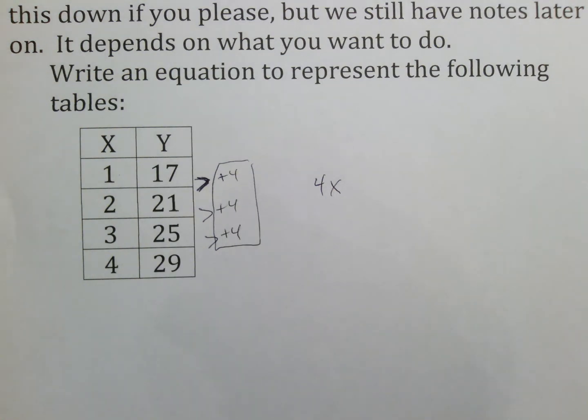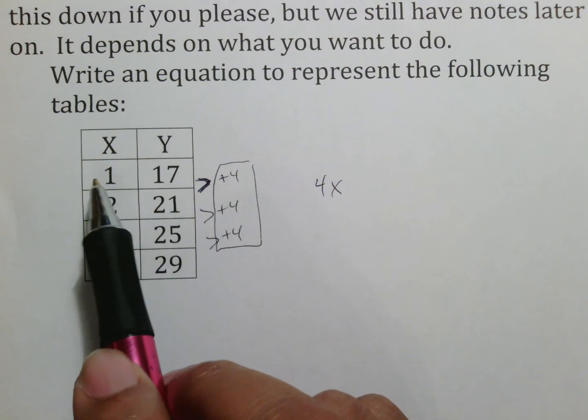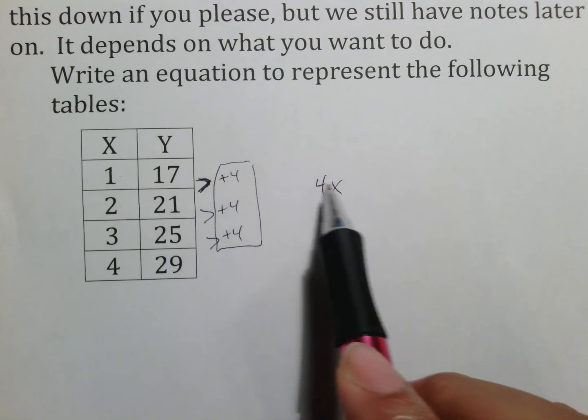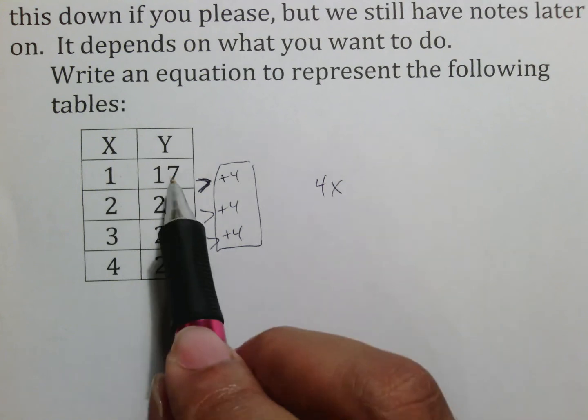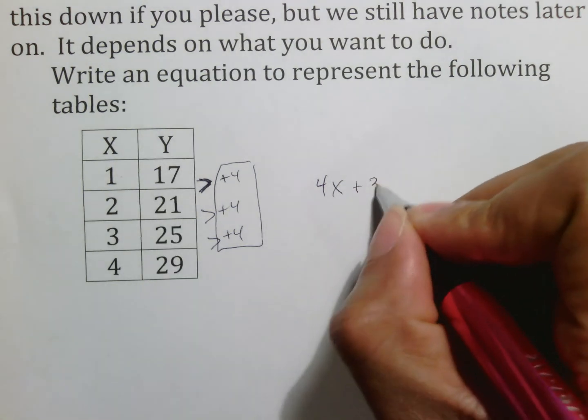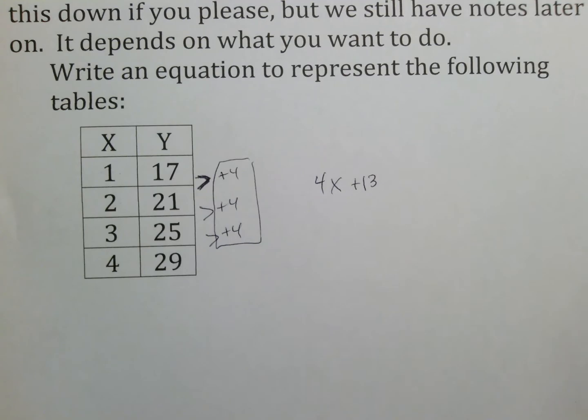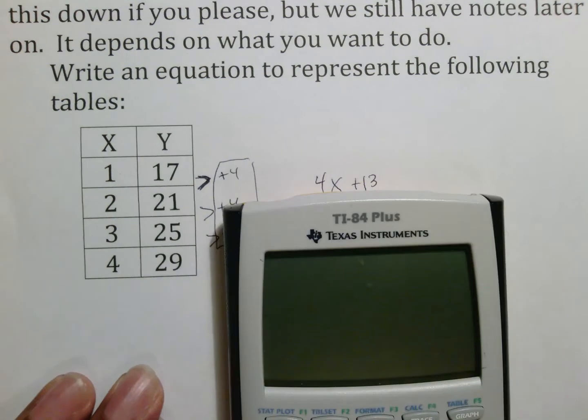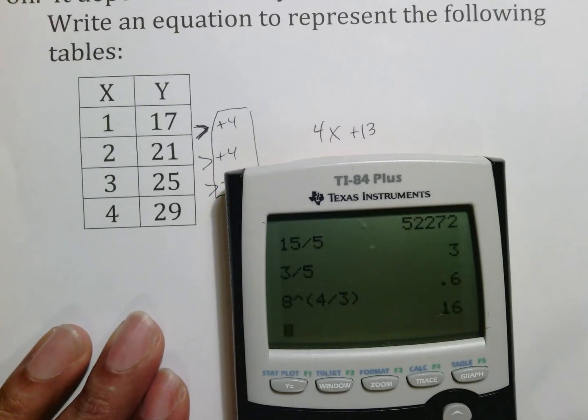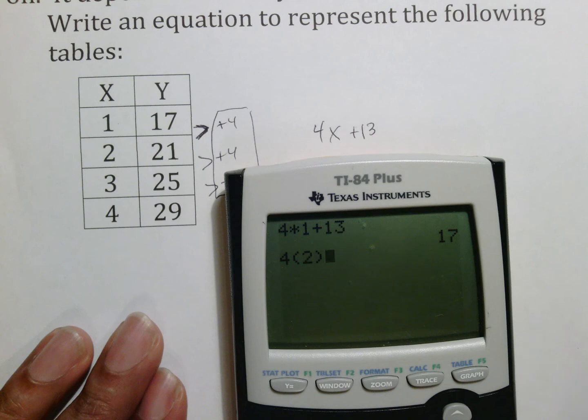The last thing you do is you simply plug this number in here mentally, and you say if I put a 1 in here, that gives me 4. How much more do I have to add to get to 17? And of course it's 13. And if you check it, 4 times 1 plus 13, I'll even get the calculator out here. 4 times 1 plus 13 is your 17. 4 times 2 plus 13 is your 21. 4 times 3 plus 13 is your 25, and so on.